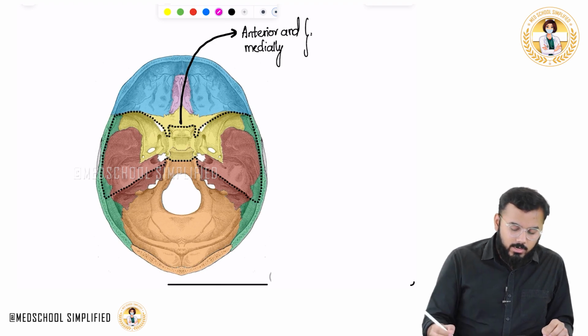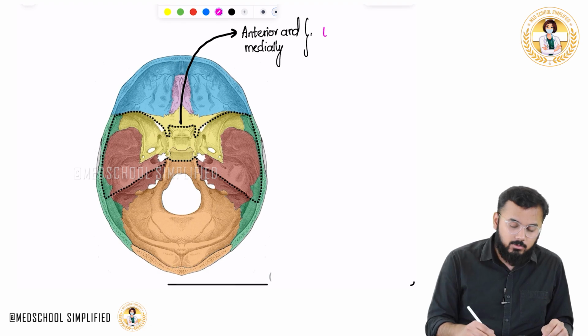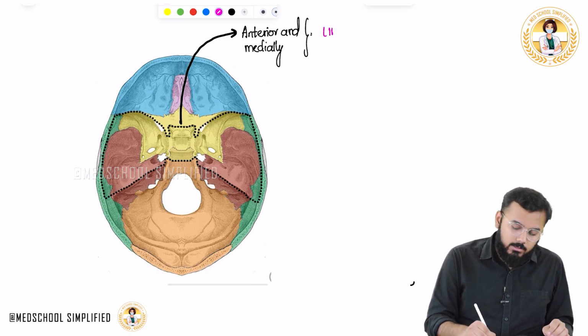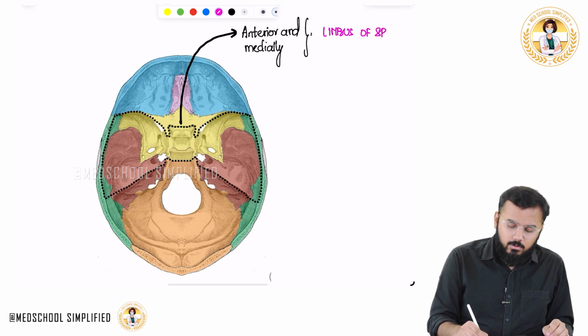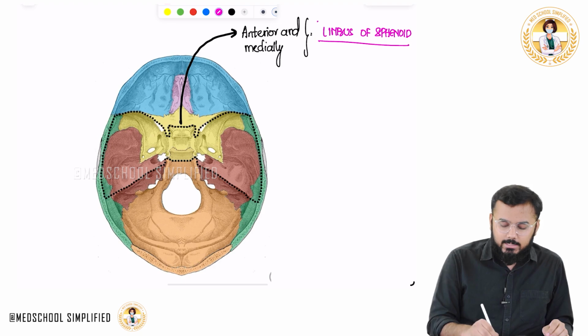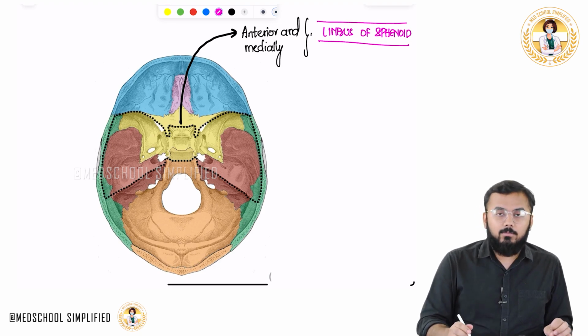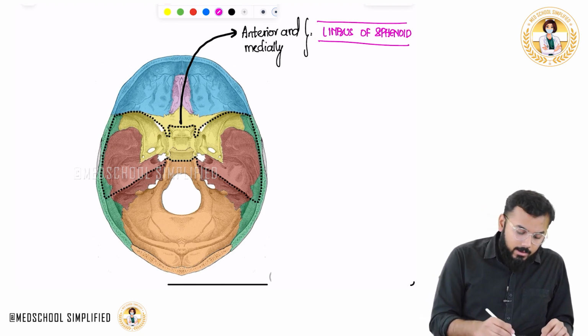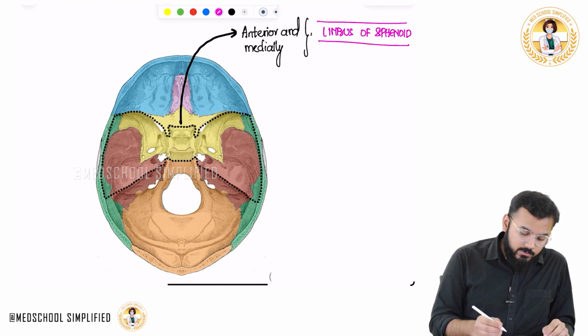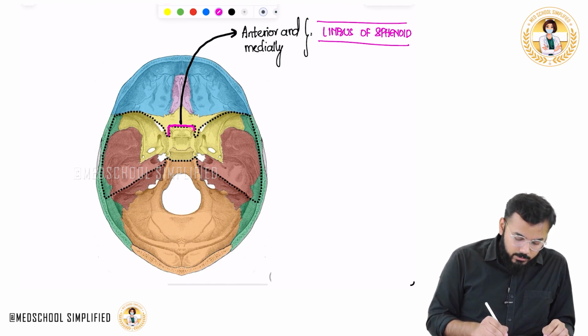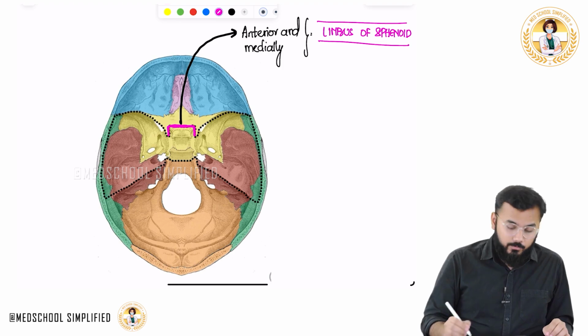What is this structure called? This structure is called the limbus of the sphenoid bone. After that I will show you the real skull also. So this is called the limbus of the sphenoid bone. And okay, what is that limbus of the sphenoid bone? See this part. This part is called the limbus of the sphenoid bone.